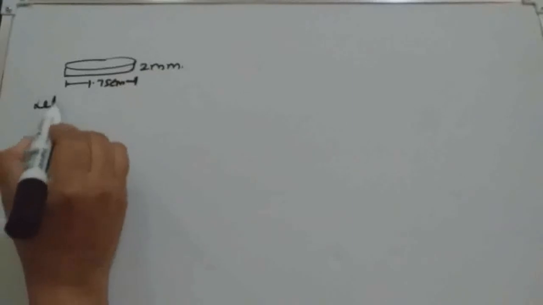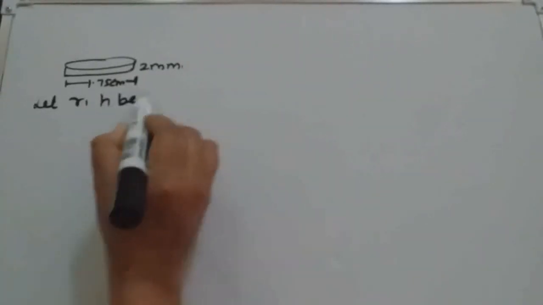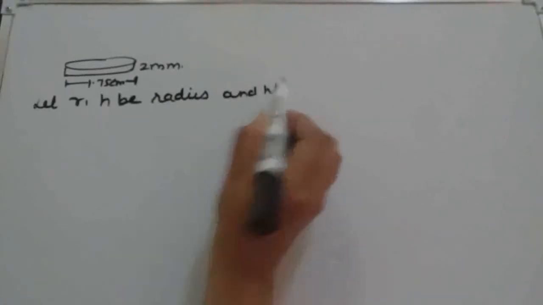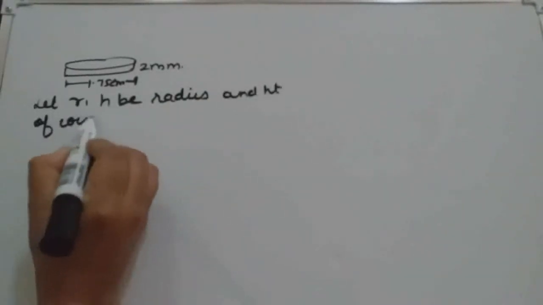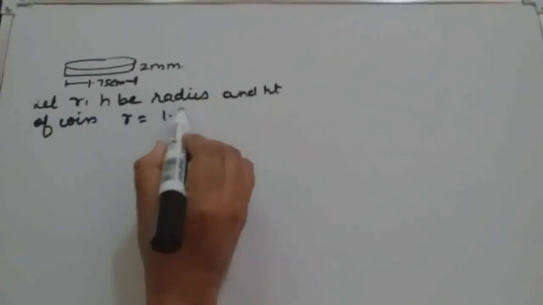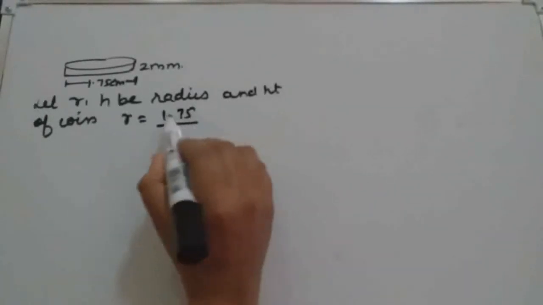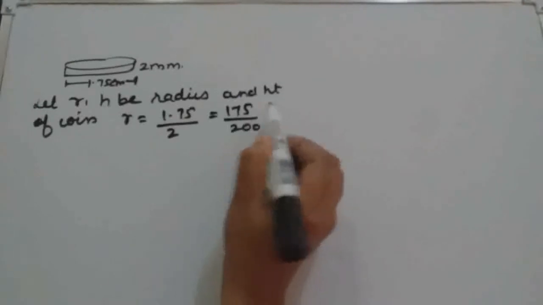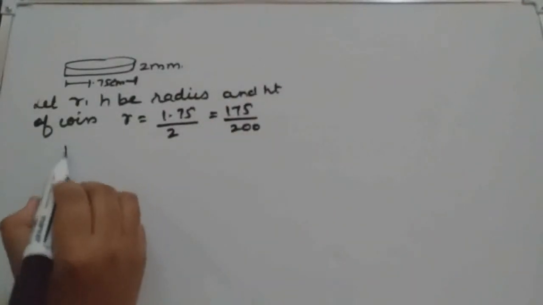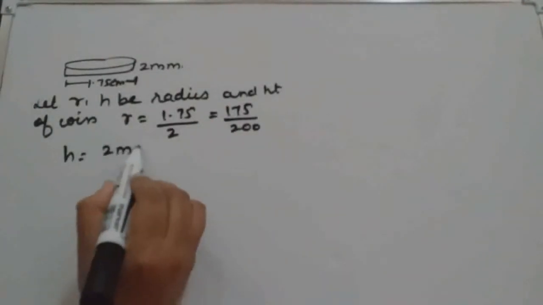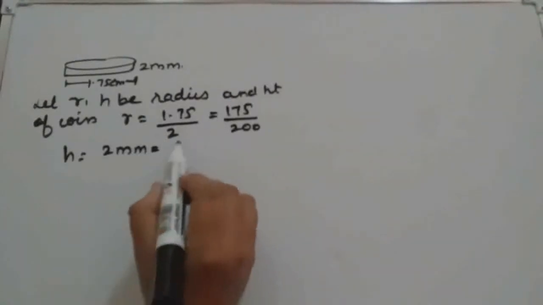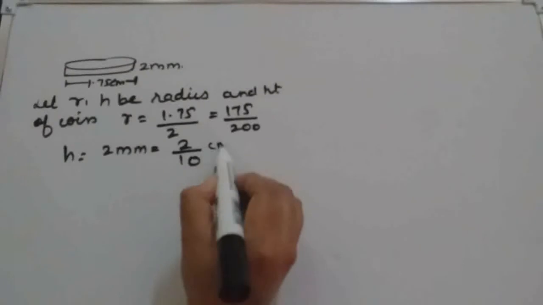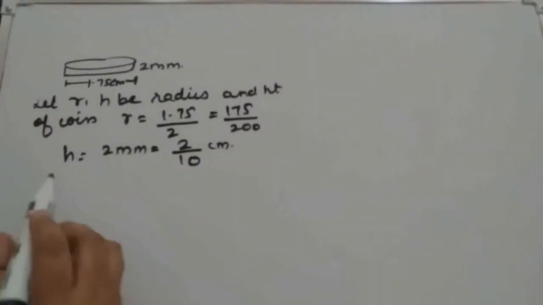First, let r and h be the radius and height of the coin. Coin is cylindrical in shape. So r is 1.75 by 2, isn't it? Better to avoid decimal, so write this as 175 by 200. Then height is 2 millimeter, but we want to convert it into centimeter because all other dimensions are in centimeter. So 2 by 10 centimeter.